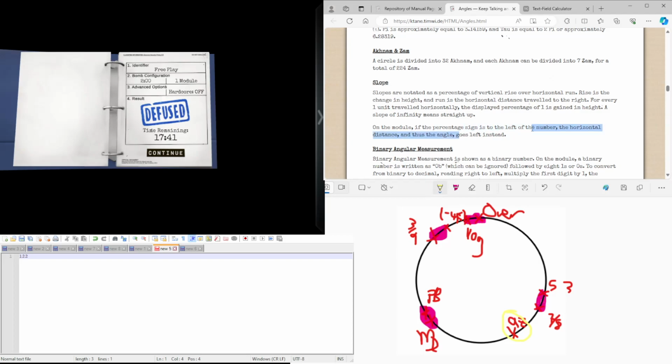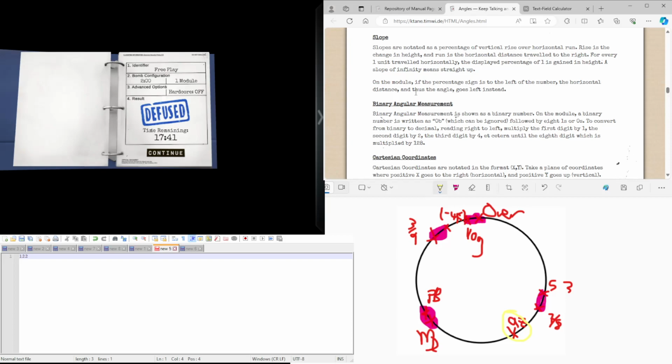If the percentage sign is on the left of the number, though, the positive horizontal distance is to the left instead, so be warned of that. And you can have negative numbers on that, if you were wondering, I think.